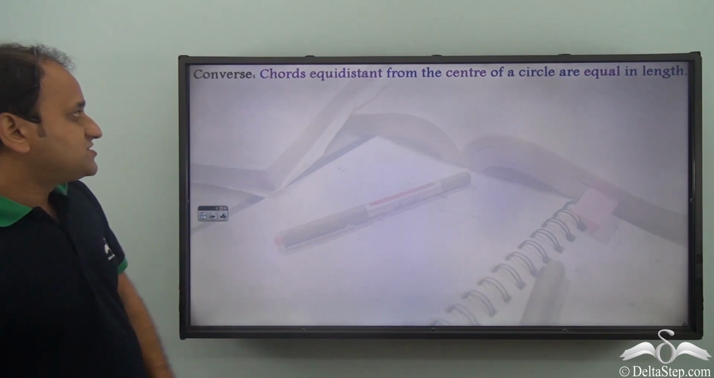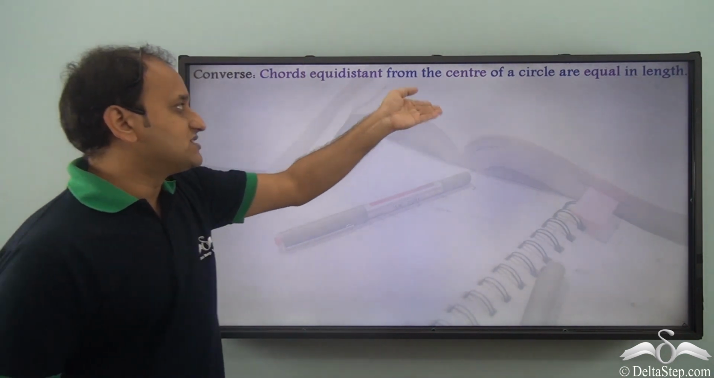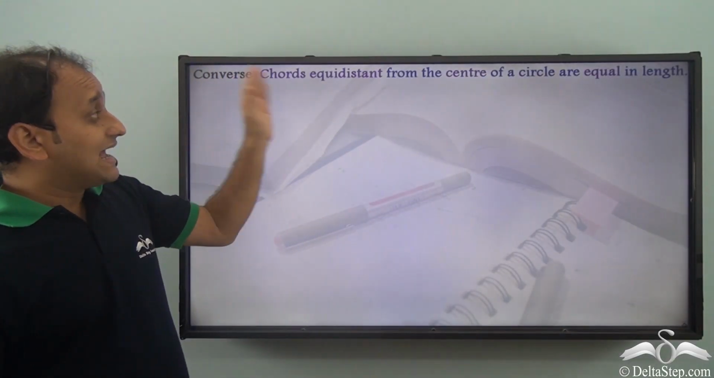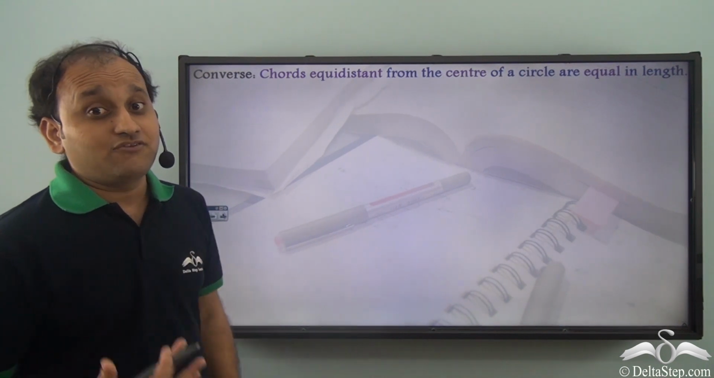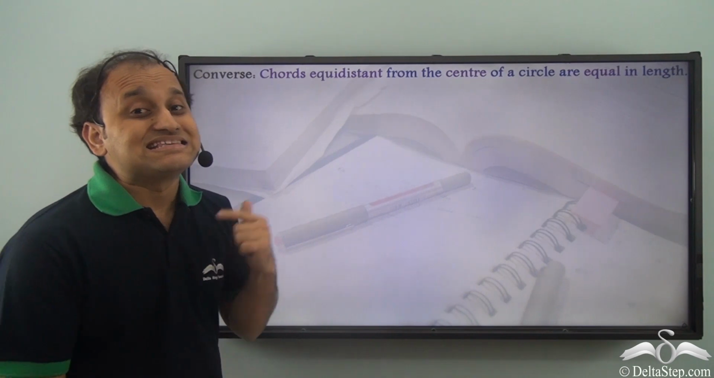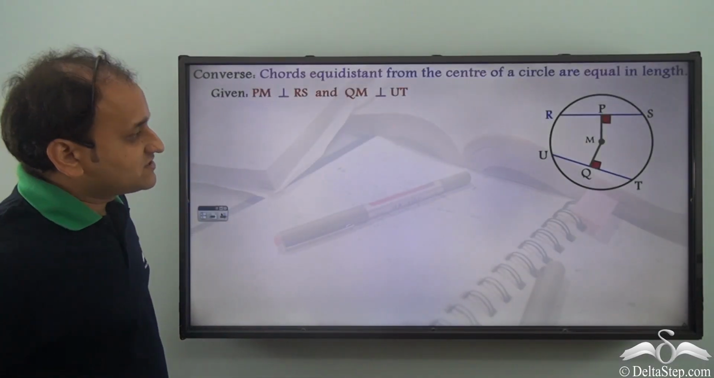So the converse of this theorem is: chords equidistant from the center of a circle are equal in length. So here we have considered that they are equidistant, but we don't know the lengths. We have to prove that the lengths are the same.